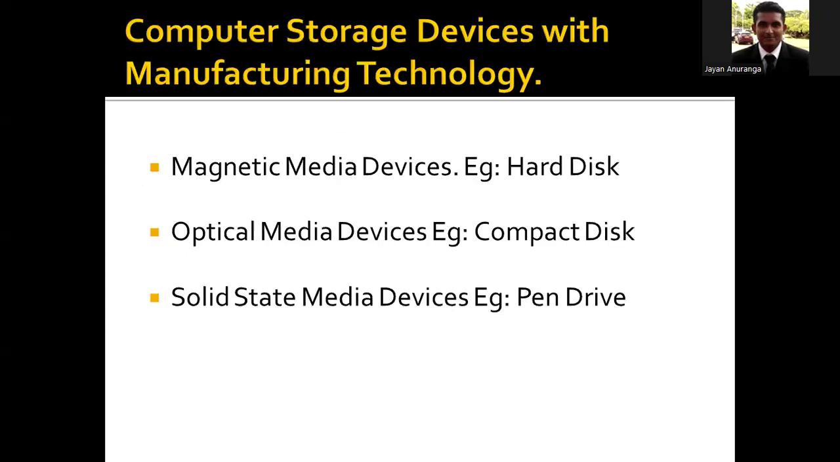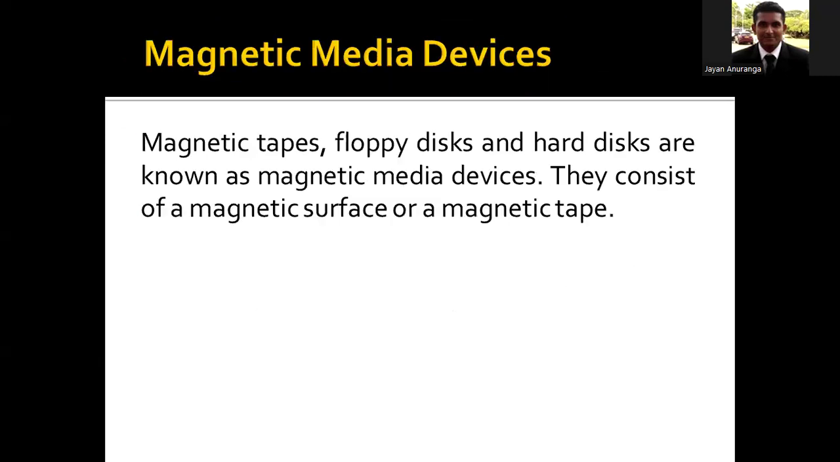So let's see the devices. Computer storage devices by manufacturing technology. We can divide them depending on the technology: magnetic media devices, especially hard disks; optical media devices, compact disc, CD, DVD or Blu-ray; and solid state media devices, pen drive, memory card, memory chip. Let's discuss details. Magnetic media devices.